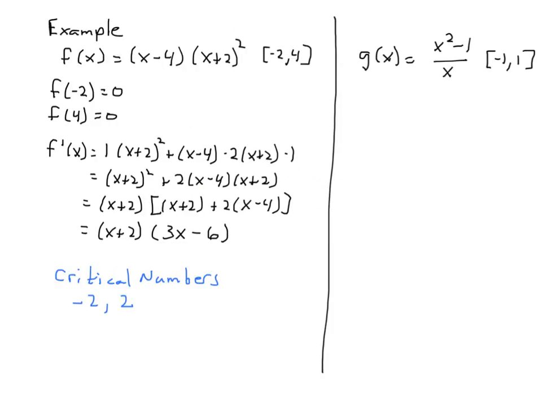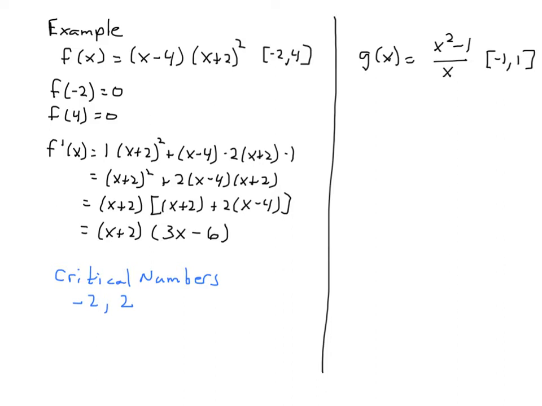Now let's look at an example using Rolle's theorem. In this case, we have a function f of x, which equals the quantity x minus 4 times the quantity x plus 2, squared, on the closed interval from -2 to 4. First thing we have to do is check to see, can we actually apply Rolle's theorem? The first thing I check for, just real quick, is at the endpoints, is f of -2 equal to f of 4? By quick inspection, we can see that both f of -2 and f of 4 are equal to 0, so that condition on Rolle's theorem is satisfied.